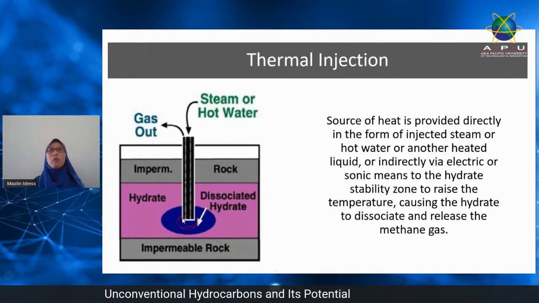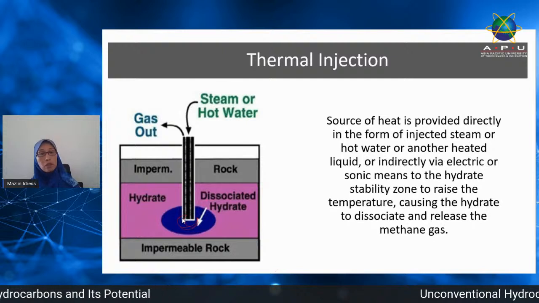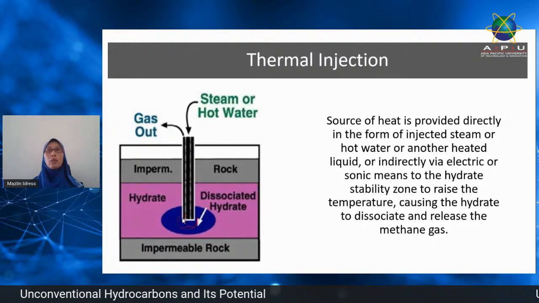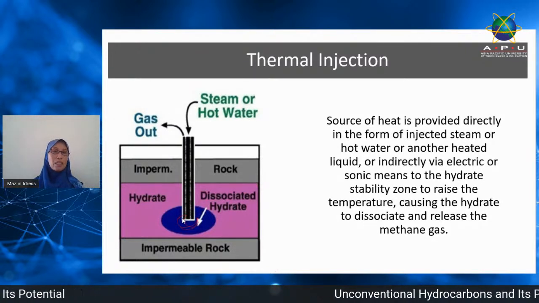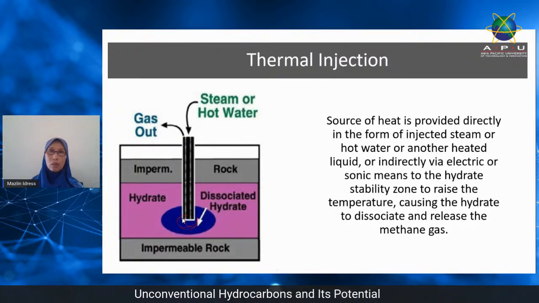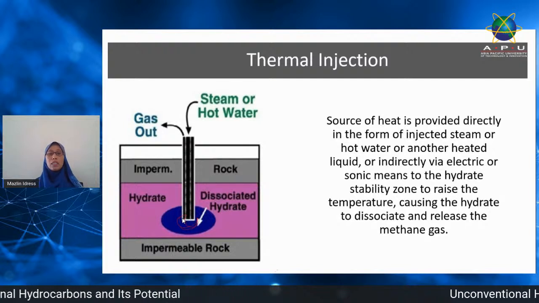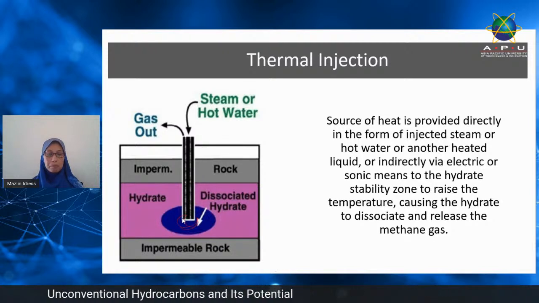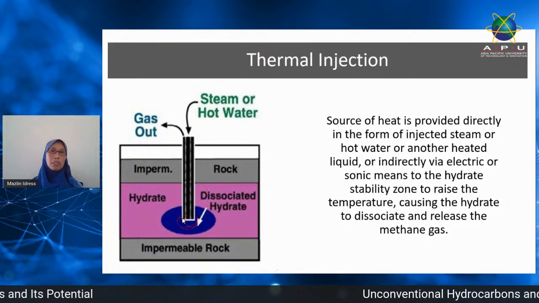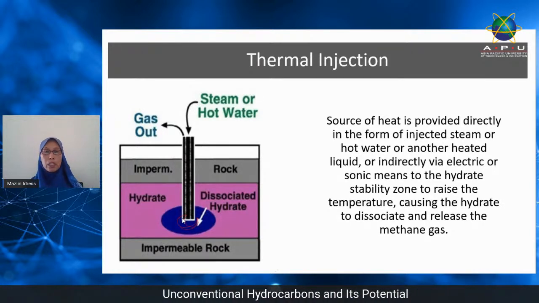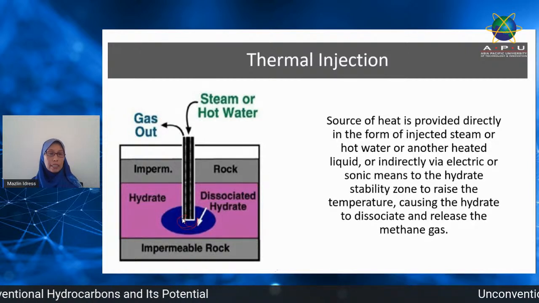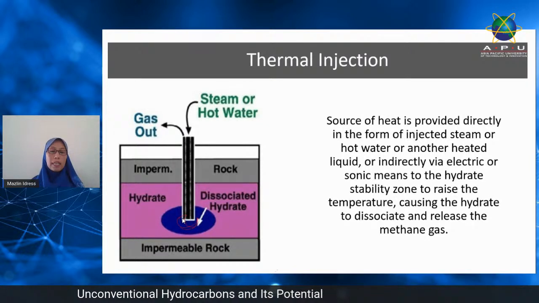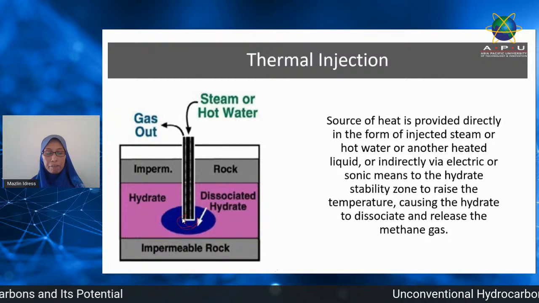Another method is what we call huff and puff. Huff and puff is when we have an injection well and also a production well, and we inject steam or hot water into the injection well, and that's what we call huff. Then we shut in the well for some time to allow for heat transfer from the injection well to the producing well. The heat transfer that happens will dissociate the gas hydrates in between the injection well and the producing well. The gas being produced between the wells is produced through the production well, and this is what we call puff.